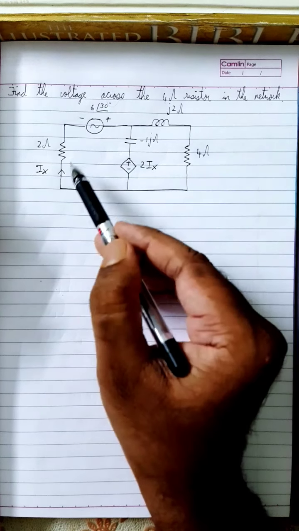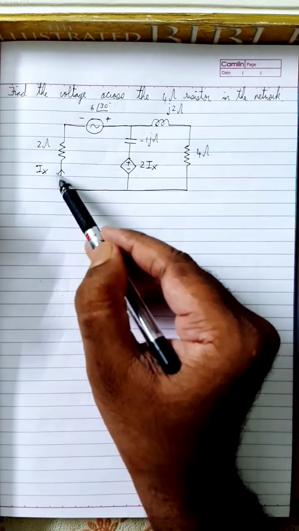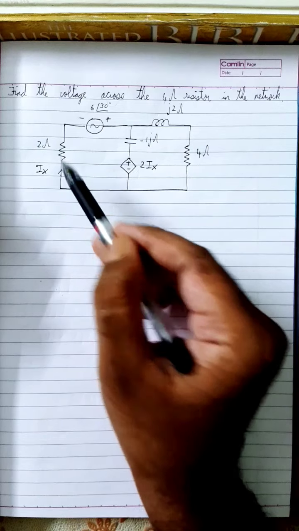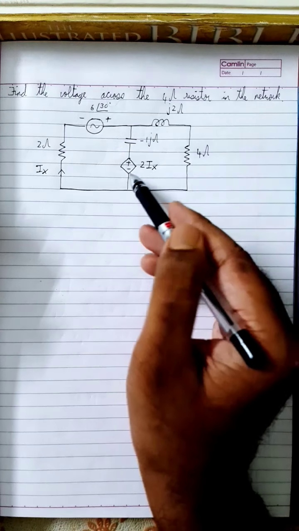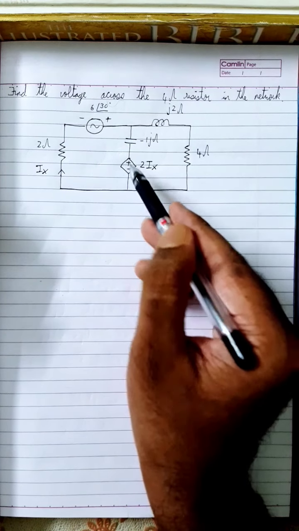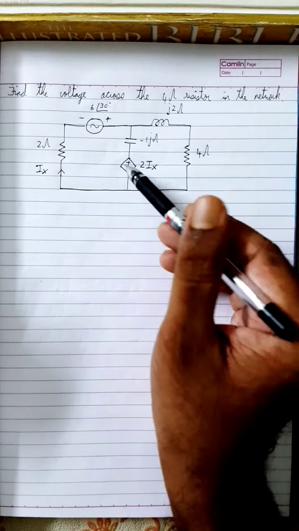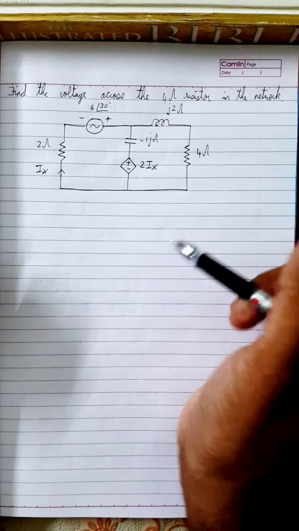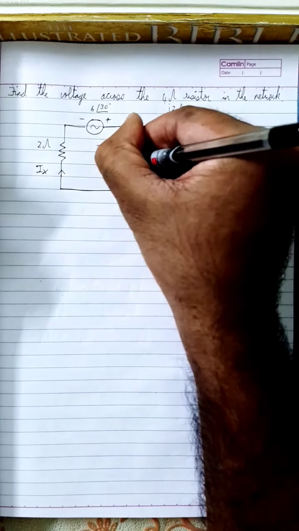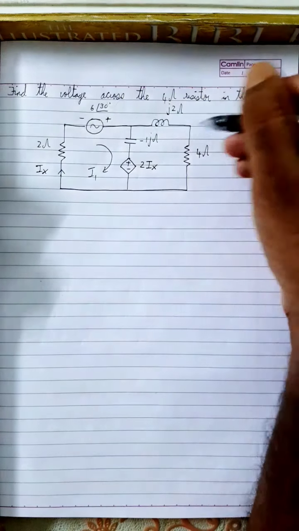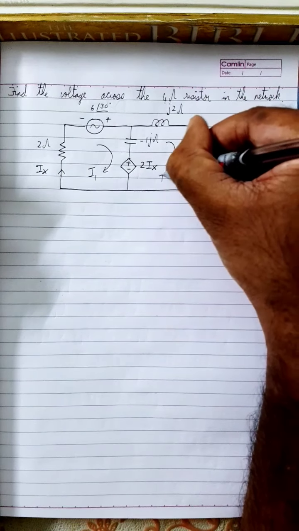And what is ix? Ix is the current through this branch, the current that is flowing through this 2 ohm resistor, right? So this is a current controlled voltage source, a dependent voltage source, okay? So now let's mark the mesh currents I1 and this is I2.